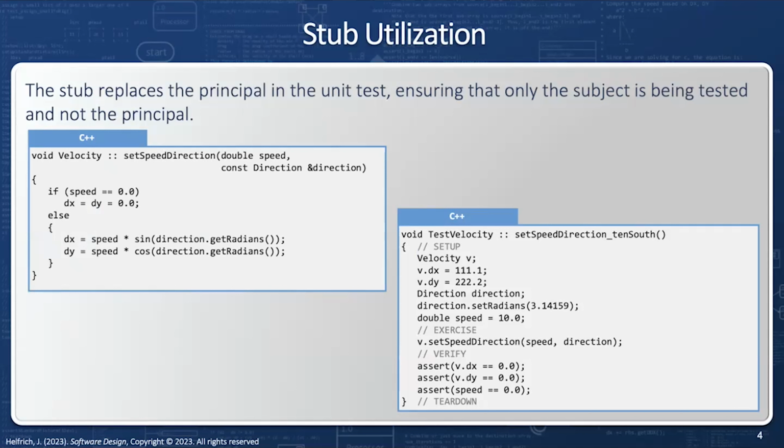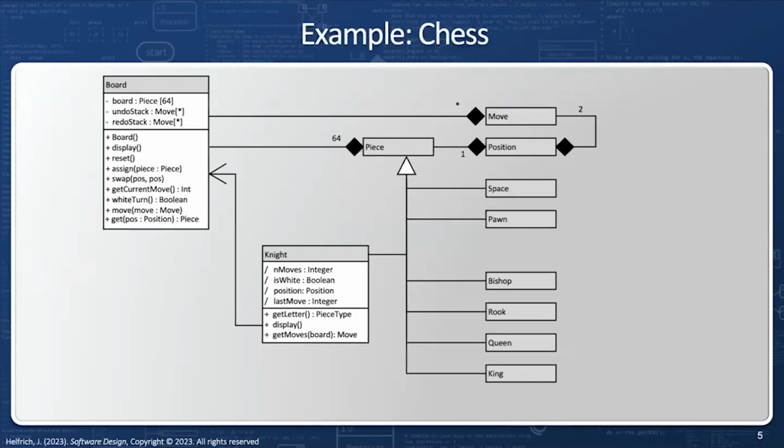Now, what I'm going to do is replace the direction and set radians with my stub direction south direction. Now, this only will ever return south. I don't have to call any methods in direction, and therefore none of the bugs in direction class will actually impact my unit test here for test velocity. And that's the whole goal: I want to make sure that I'm only testing one method and one method only. I'm not going to test other methods in other classes by accident. So let's take a look at a far more complicated example.